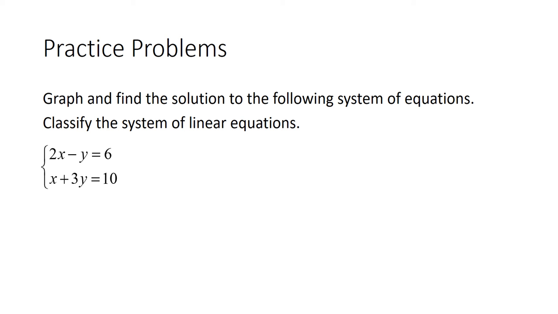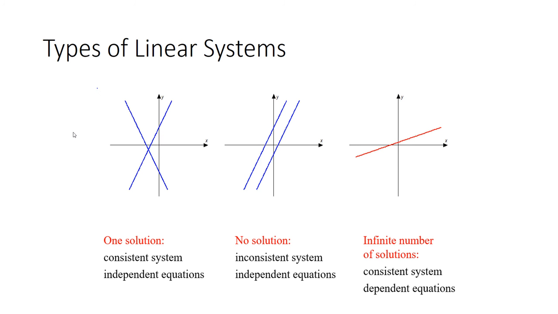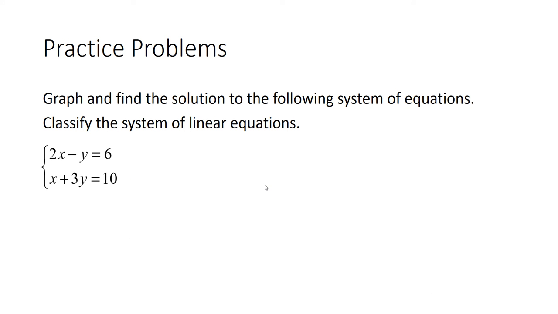So here's a practice problem. I would like you to graph and find the solution to the following system of equations. Classify the system of linear equations. When I say classify it, I mean classify it as one of these three: consistent and independent, inconsistent and independent, or consistent and dependent. One of those three scenarios. So go ahead and pause the video, graph and find the solution. I would like you to do so on graph paper and show your work algebraically. Pause the video now.